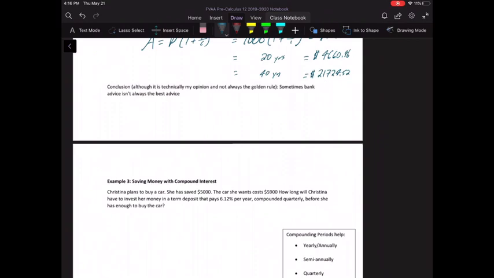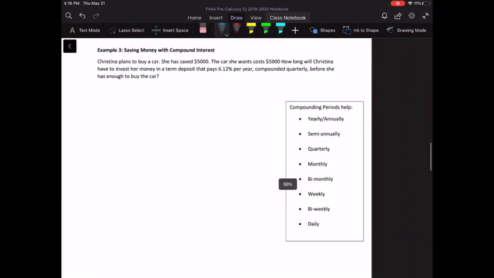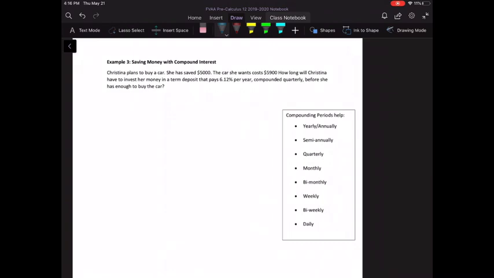Okay, we can also look at another application, furthering this application for finances. So here is the problem. Example 3, saving money with compound interest. Christina plans to buy a car. She saved $5,000. The car she wants costs $5,900. How long will Christina have to invest her money in a term deposit that pays 6.12% per year, compounded quarterly, before she has enough money to buy the car?